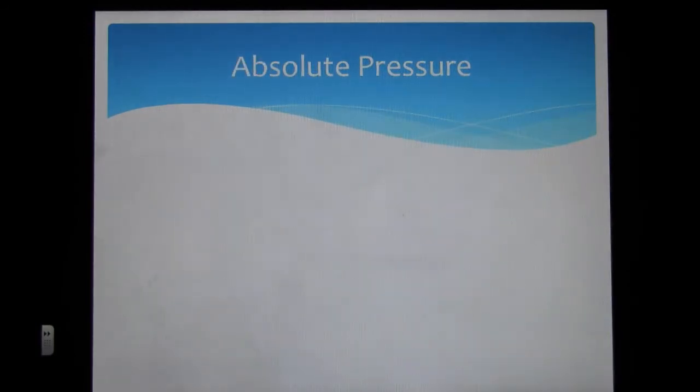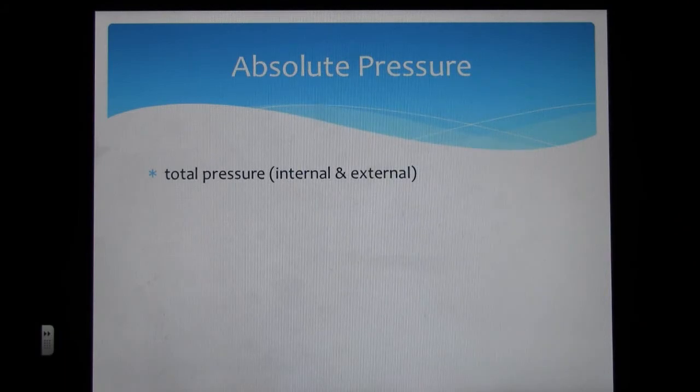But if you're interested in the total pressure on the tire, also known as absolute pressure, then you would take the internal pressure, the gauge pressure, and add it to the external pressure, atmospheric pressure.